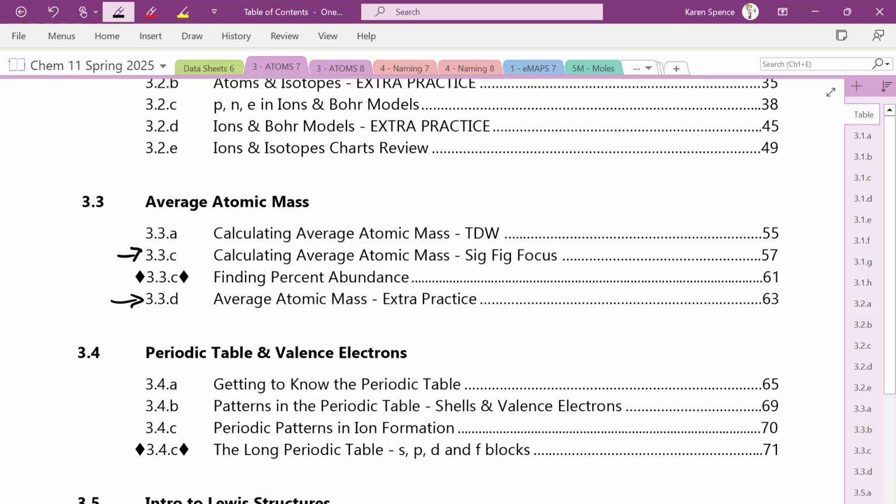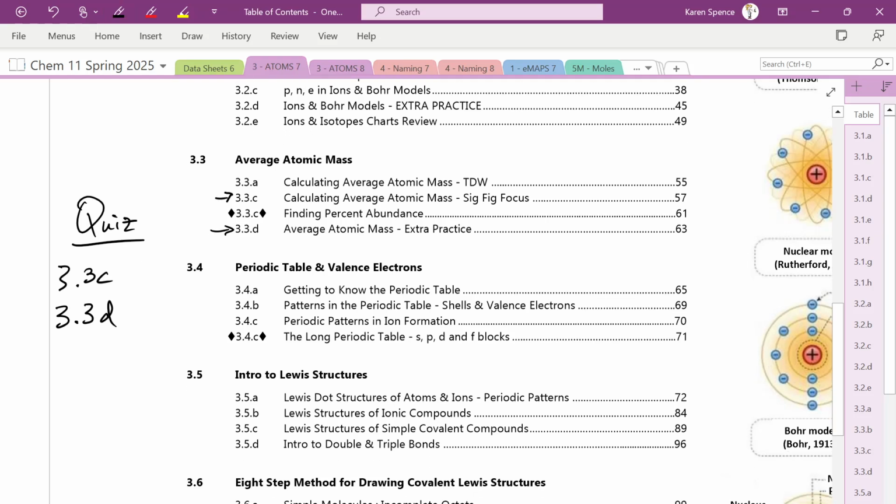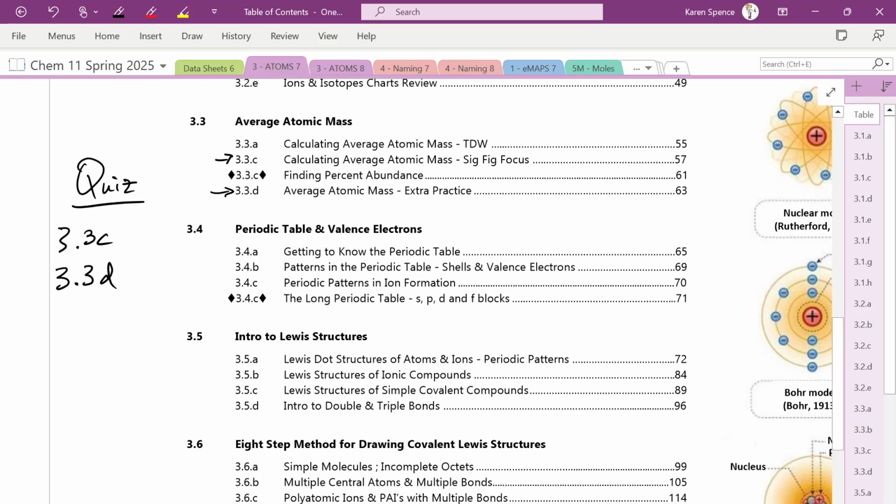Okay, so the quiz tomorrow is going to include 3.3C, 3.3D, and 3.5B. So you will want to go back and take a look at ionic compounds.